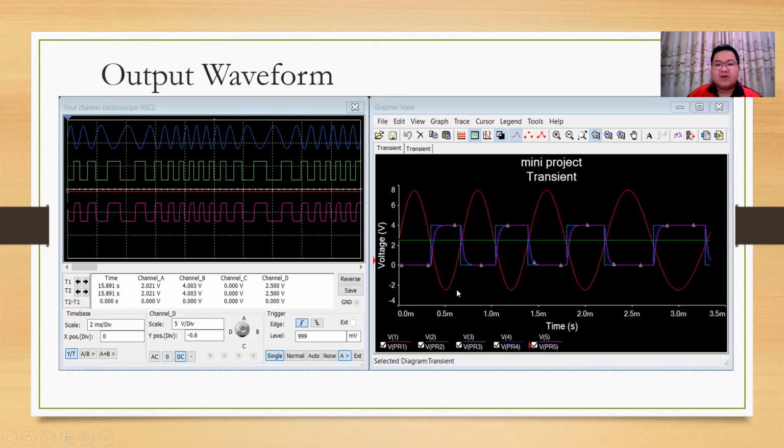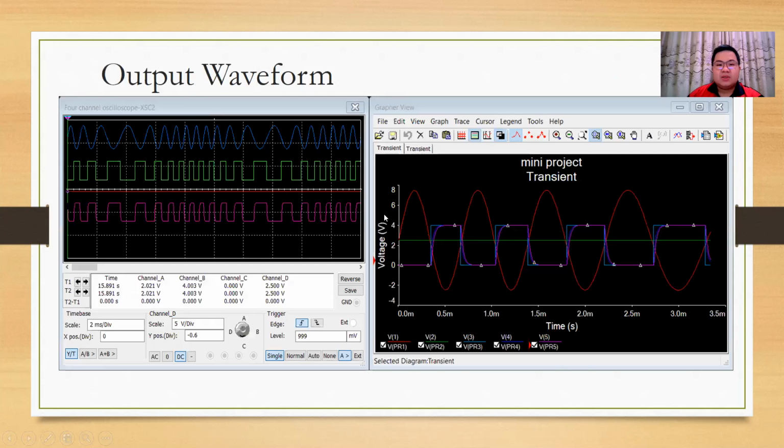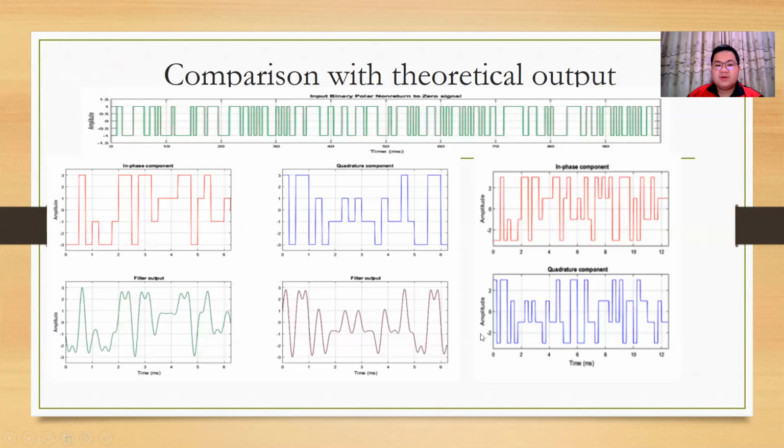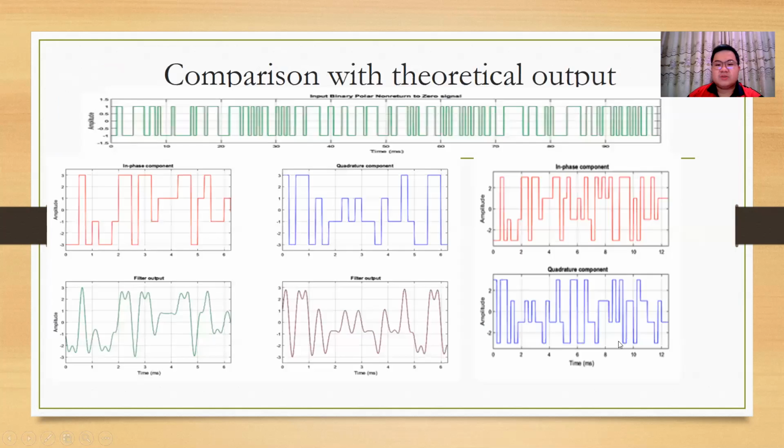Same, have a carrier signal, then message, and continue to modulate and demodulate the signal. Okay, so this is the comparison with the theoretical output. My quadrature component is this graph, the middle one, where what I get is almost the same. Then for the transient, yes, this is the transient mode.